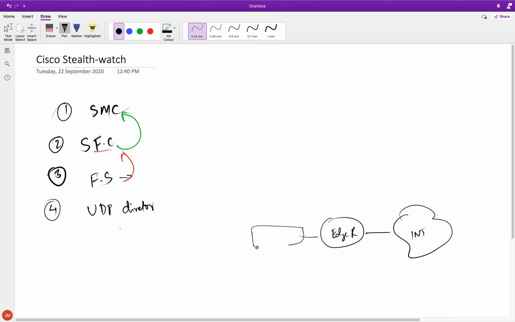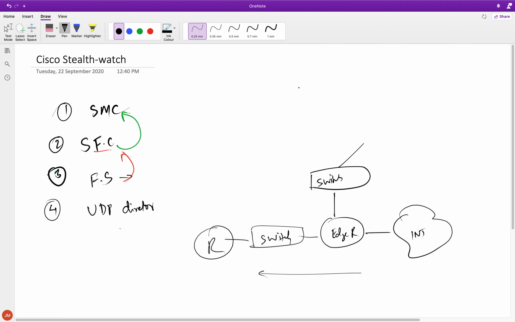Probably this is again internally connected to some kind of a switch. And probably there is one more router here, or maybe some other kind of device, whatever. Imagine this is your network, this part of it. And let's assume there is a management switch here, and on this you have configured all your various Stealthwatch related stuff.